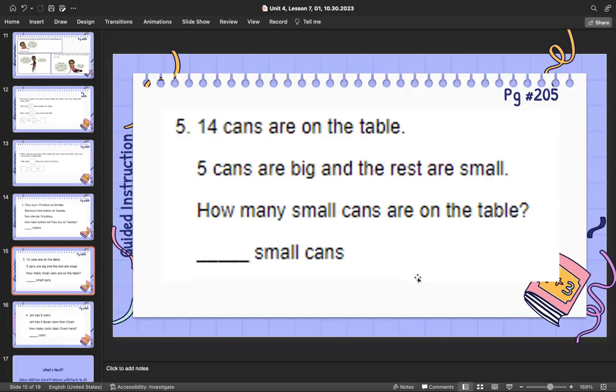Here's our guided instruction today. So 14 cans are on the table. 14 cans. 5 cans are big and the rest are small. How many small cans are on the table? How would we figure that out? 14 plus 5 or 14 minus 5? Pause and work it out with your Learning Coach.